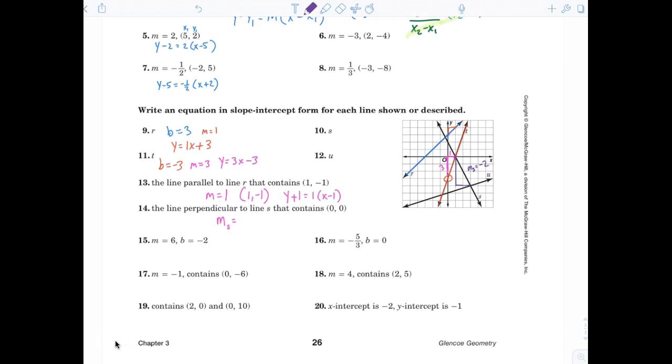Go ahead. Come on. I don't see why it's negative 2. What do you want it to be? 1, 2, 3, negative 4. Over what? Yeah. All right?